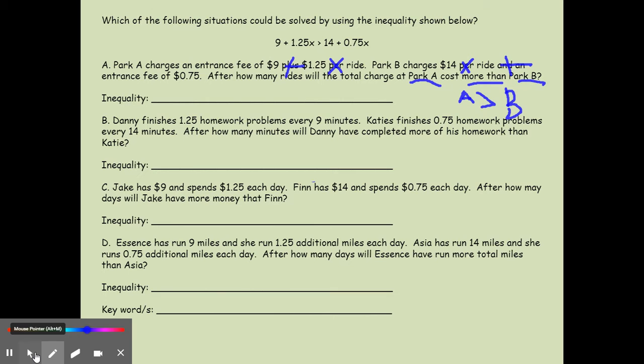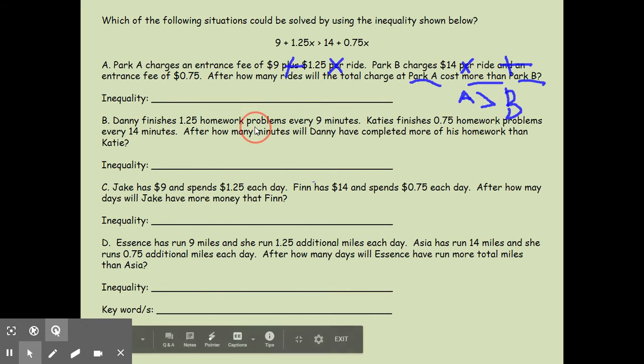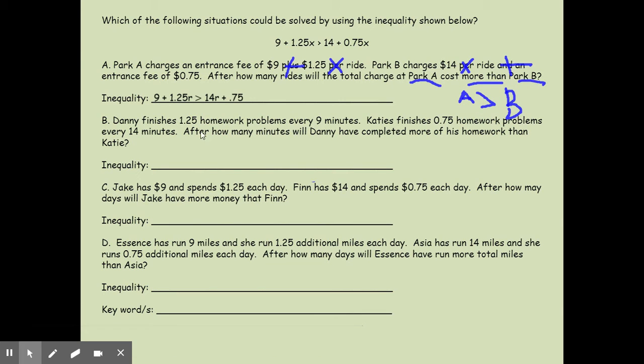Okay, so now we're going to write 9 plus 1.25r is more than 14r plus 75 cents. So that's not correct.